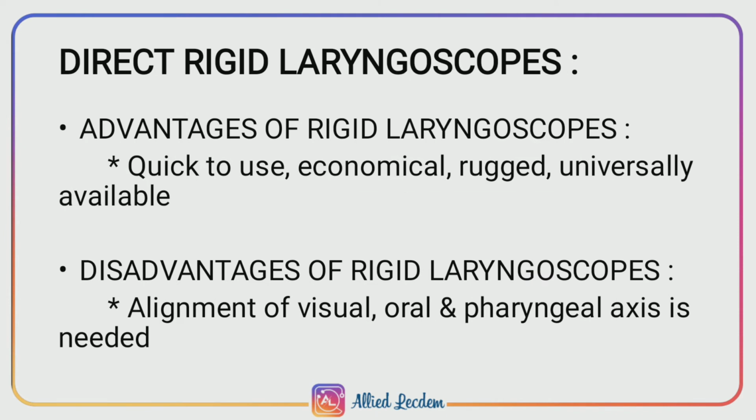Direct rigid laryngoscopes. Advantages of rigid laryngoscopes: quick to use, economical, rugged, and universally available. Disadvantages of rigid laryngoscopes: alignment of visual, oral, and pharyngeal axes is needed.